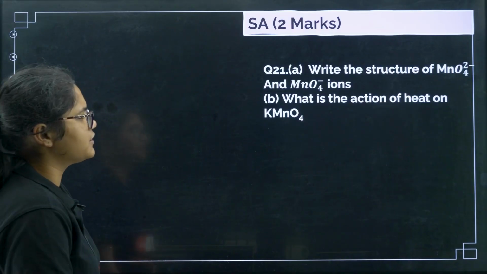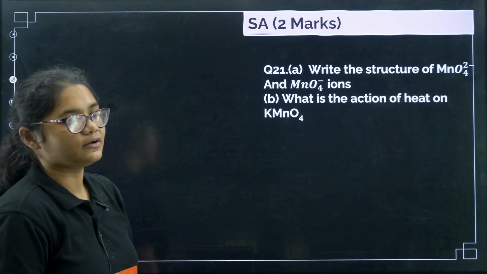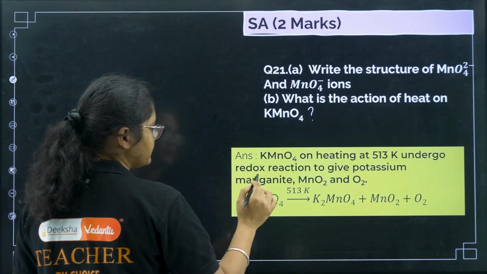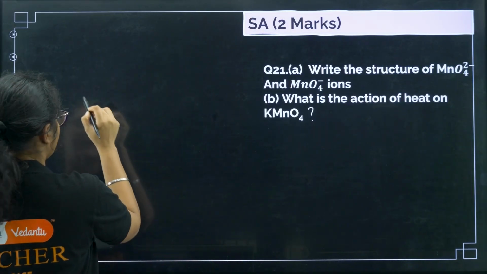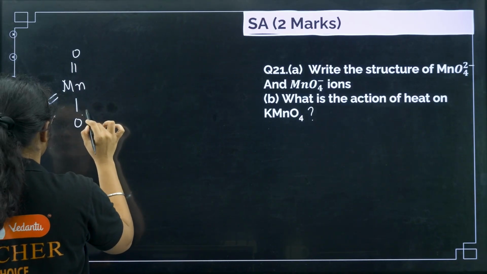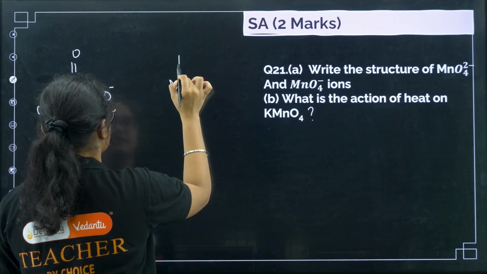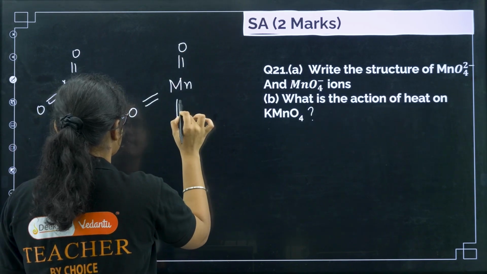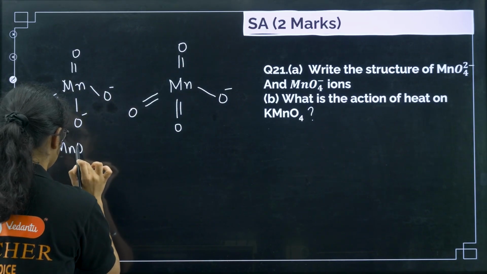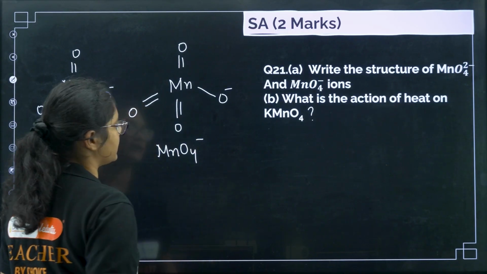Next, what is the structure of MnO4 2- and MnO4- ions? What is the action of heat on KMnO4, okay. So first, I'll be telling you the structure first. Let us draw the structure. MnO4 2-, okay. So the structure is like this. This is MnO4 2-, and the MnO4- structure is like this. You can see 2 negative charges here, and this is MnO4- with 1 negative charge.